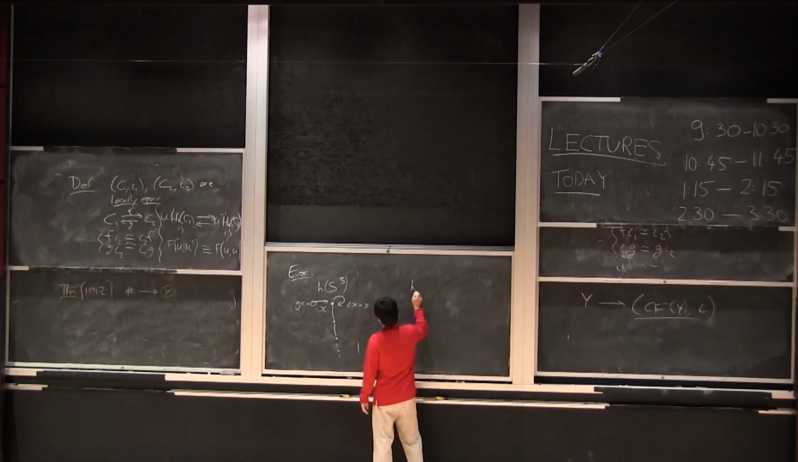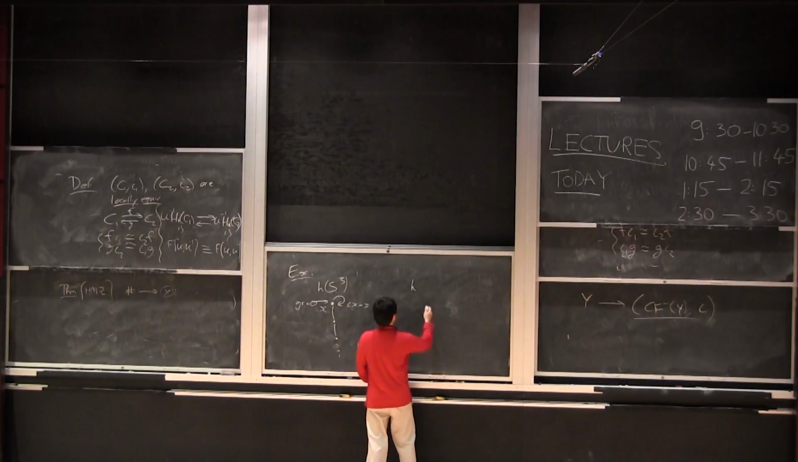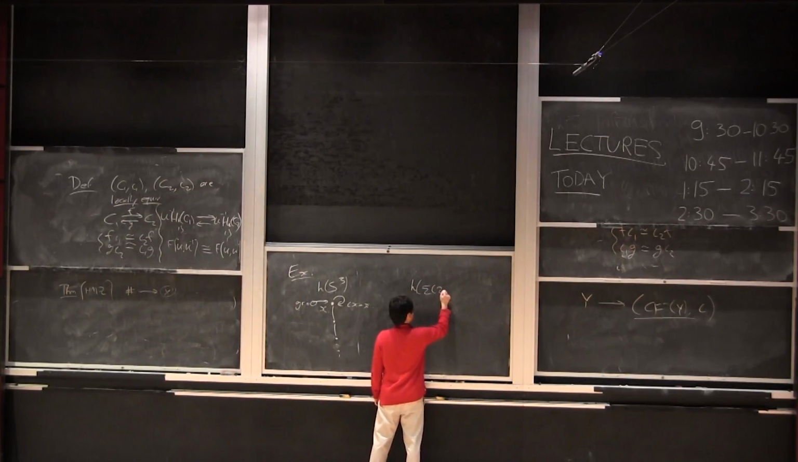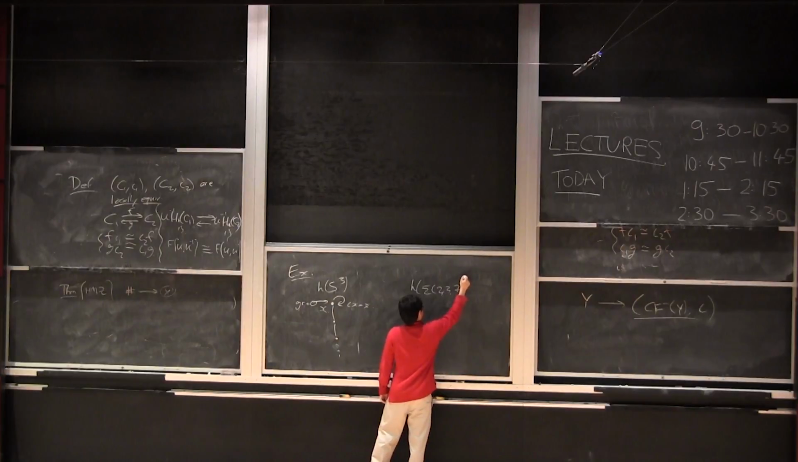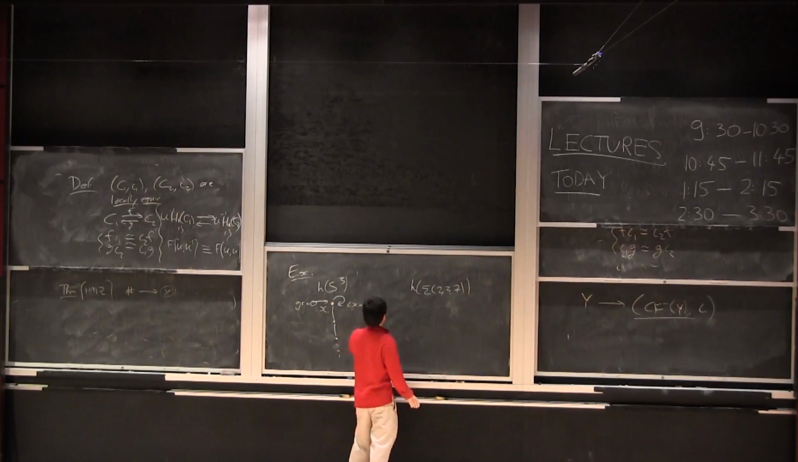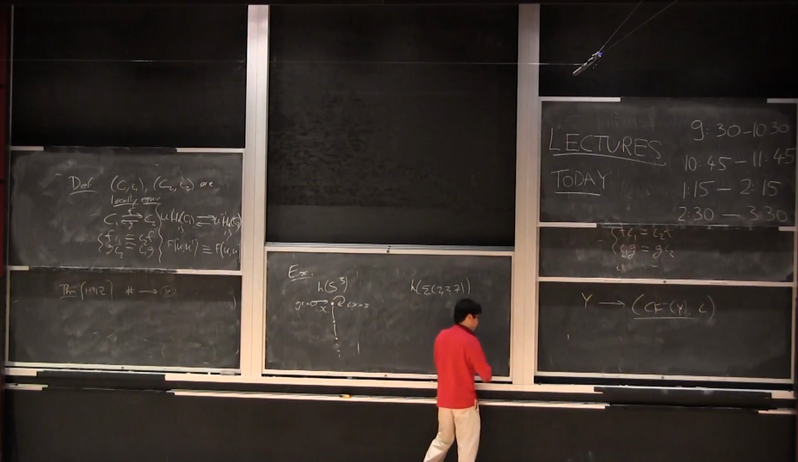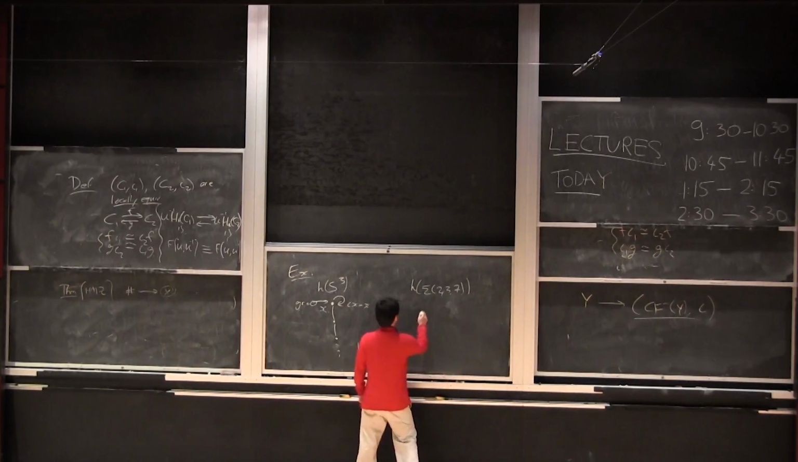Okay, so maybe the first slightly less trivial example, let me do Sigma(2,3,7). Okay, so what does this look like? Well, the Heegaard Floer complex is generated by 3 generators. Okay? 2 of them are in grading 0.